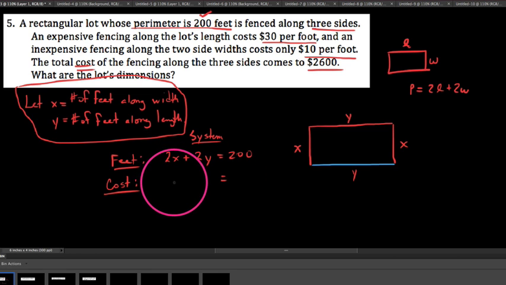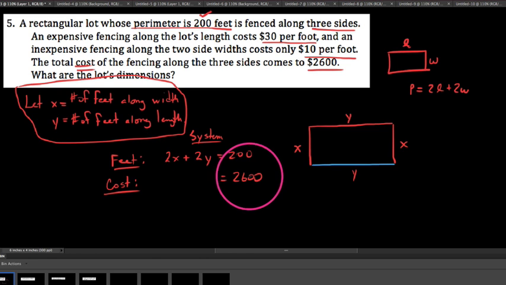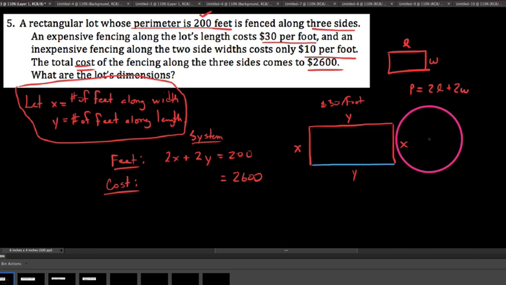Essentially what we keep seeing is that we have something x plus something y equals something in a lot of these problems. And so of these three values right here, I would be inclined to say that the total cost should go on the right side of this. And if we're going to set up a relationship here that represents the cost for each of these, then we would say that it's $30 per foot along the length.